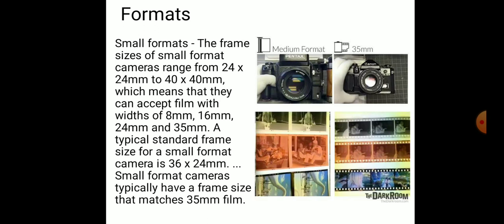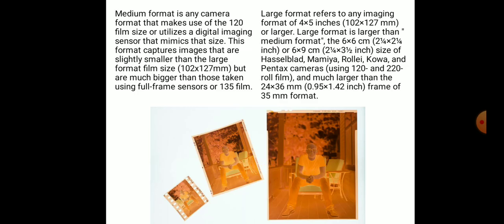So 24 to 40, or 36, 35, till 40. If our frame comes in 24 to 40, we consider it a small format image or a small frame. Frame size which is very small. Then medium format is any camera format that makes use of the 120 film size or utilizes a digital imaging sensor that mimics that size.